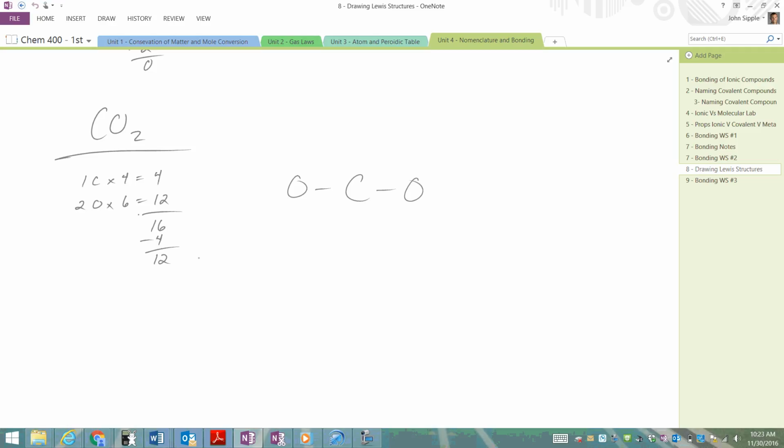I'm trying to, if you want to go back and start drawing the Lewis dot structures like that, you're welcome to do so. But I'm just trying to show you the short way to do this. You know what I mean?